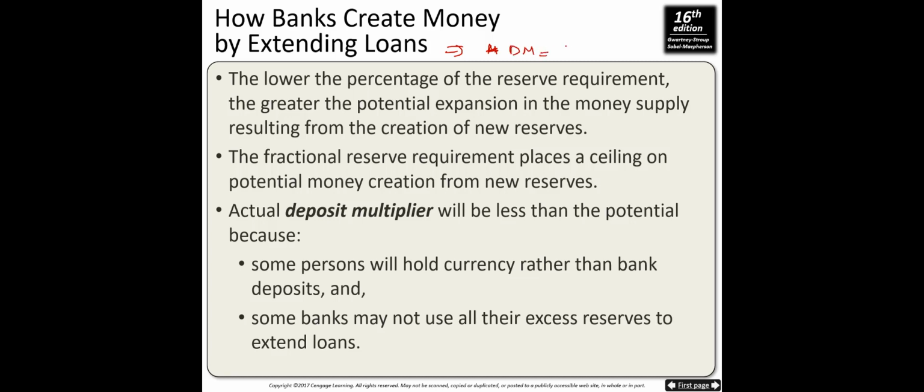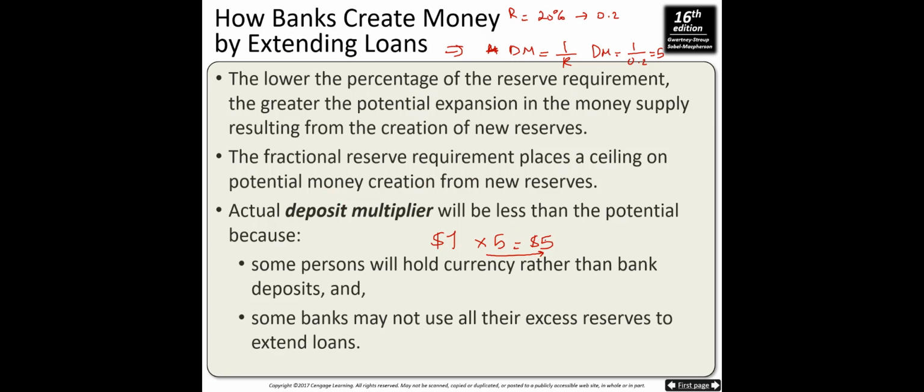And deposit multiplier is 1 over R. R here represents the required reserve ratio. In this case, it's 20%, and in decimal form, it's 0.2. So deposit multiplier is 1 over 0.2, which is 5. So what does that mean? That means every $1 deposited into the bank creates up to 5 times of money. So the money supply expands by 5 times. That's why it's called deposit multiplier.